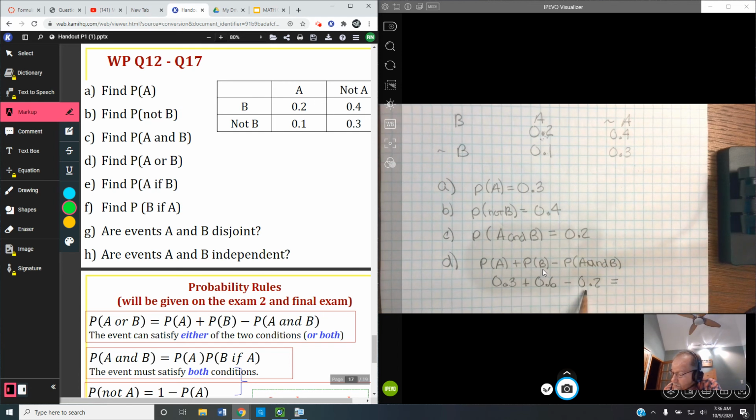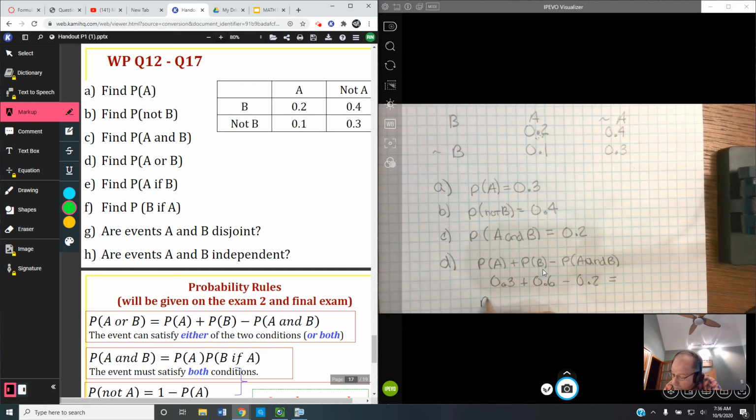So 3/10 take away 2/10 is 1/10. 1/10 plus 6/10 makes 7/10. I have a total of 7/10 for the probability of A or B. A or B, 7/10. Almost done.